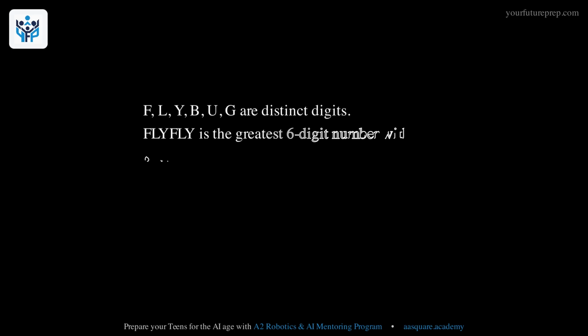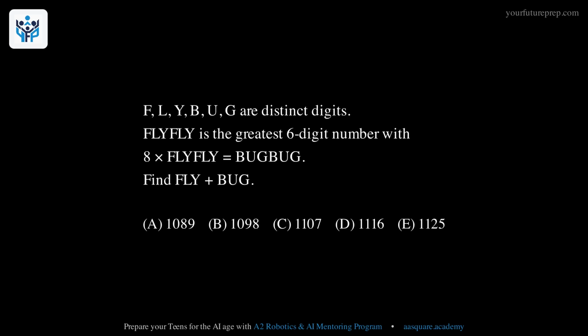Here's problem 15 from the 2024 AMC 8. The letters F, L, Y, B, U, and G represent distinct digits. Suppose FLYFLY is the greatest 6-digit number that satisfies the equation.